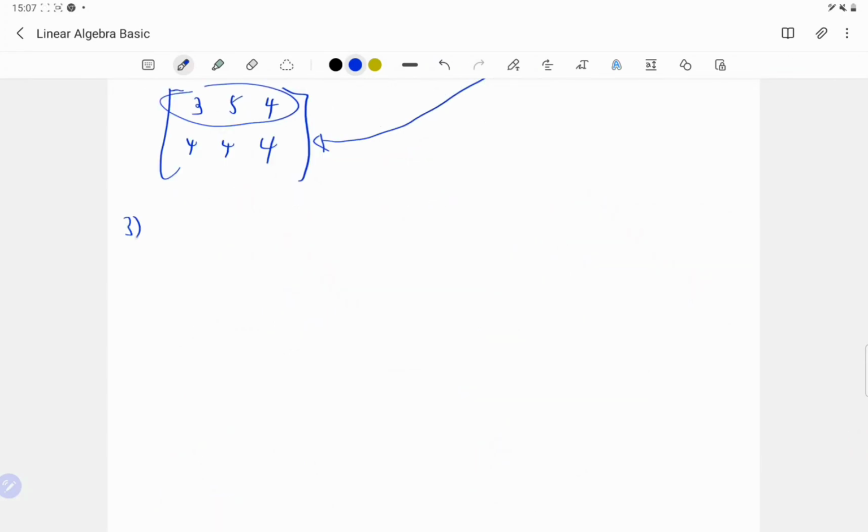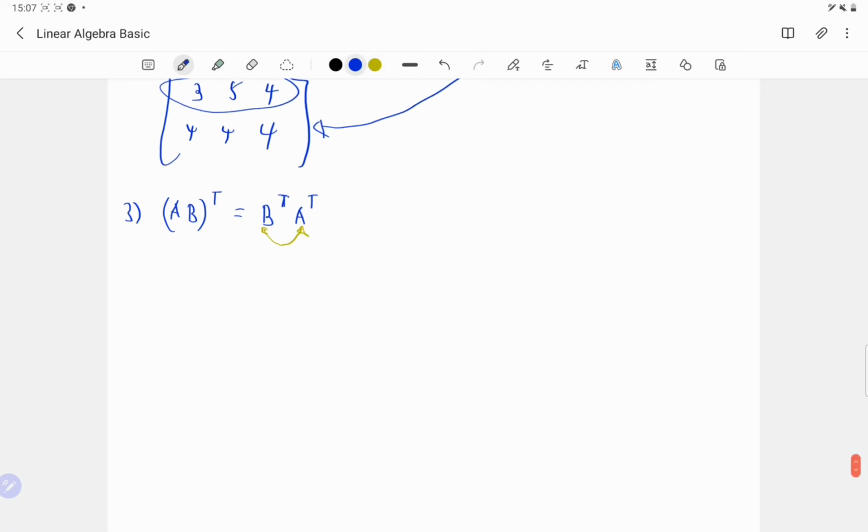The next property is that the transpose of A times B is the reverse: B transpose times A transpose. Make sure that you change the position.